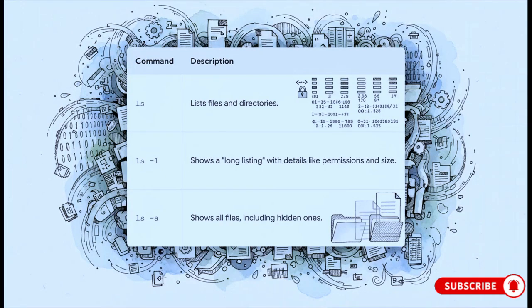But here's where things get really cool. You can add what are basically adjectives to your commands. We call them options or flags. For instance, ls -l gives you a long list with all sorts of useful details like file permissions and sizes. And ls -a shows you all the files, even the hidden ones that your computer normally keeps out of sight.